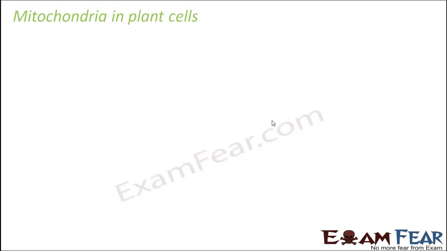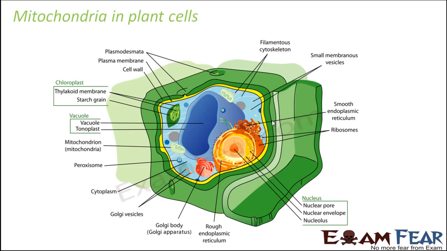Now let us have a look at mitochondria in plant cells. Where do we see it here in plant cells? Here again you can see this is the mitochondria, this is the mitochondria. So the structure of mitochondria is similar in plant cells as well as animal cells. Obviously it has to be, because this is the powerhouse of the cell. Whether it is a plant or an animal, they need mitochondria because they need energy.